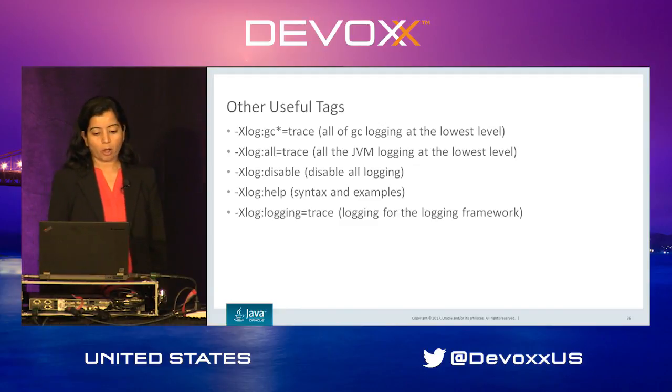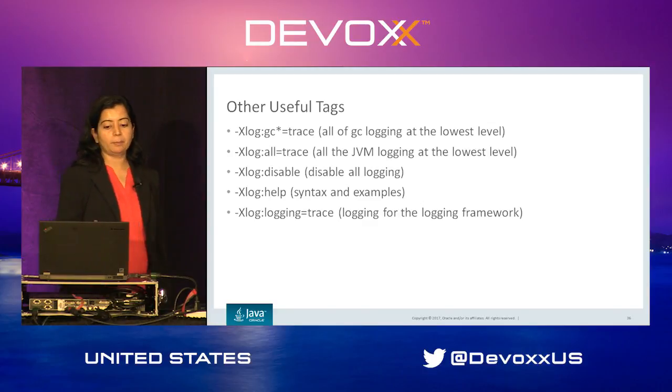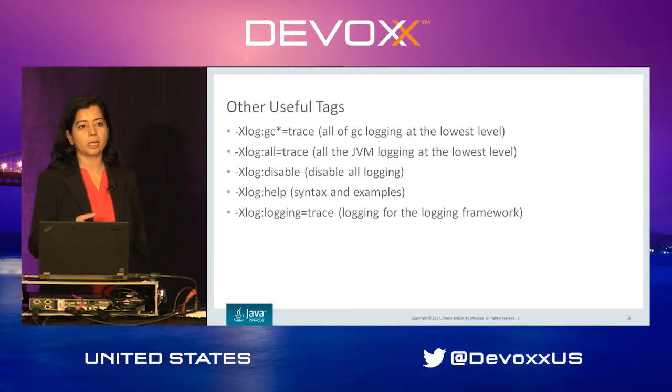And -Xlog:all=trace means I want to see logs from all the subsystems of the JVM at the lowest level. It is possible to disable the logging altogether using the disable option with -Xlog. And as I said, help provides the syntax and examples for the -Xlog command.